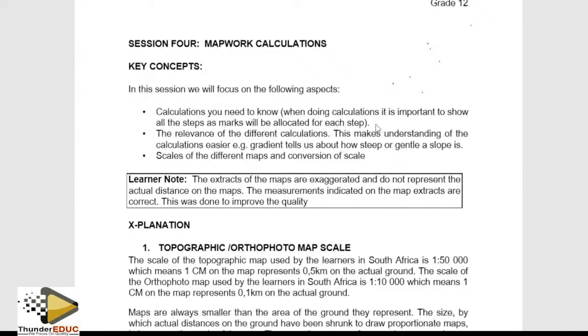So in this case, I would like you to know that when you are doing these calculations, you make sure that you follow each and every step while doing your calculations. That's number one. Number two, on the calculations you're doing, you make sure that you put all the units necessary for you to proceed with your calculations.